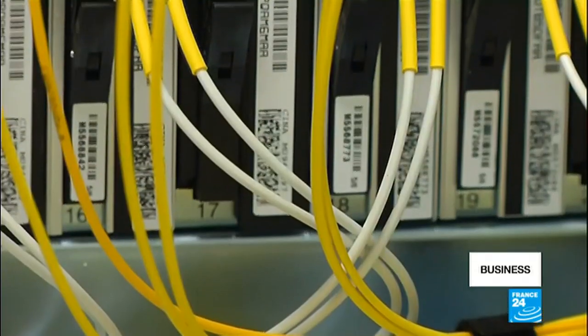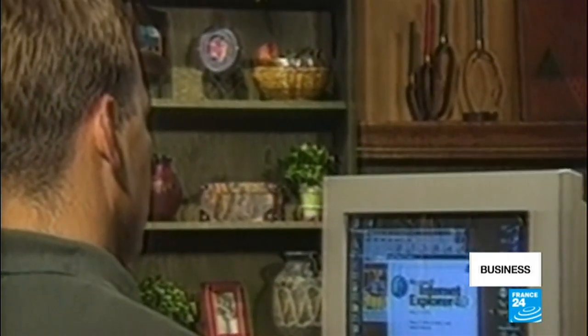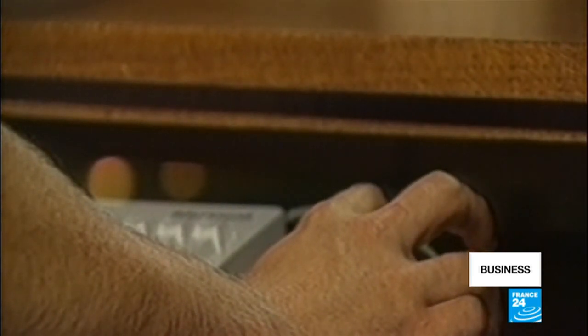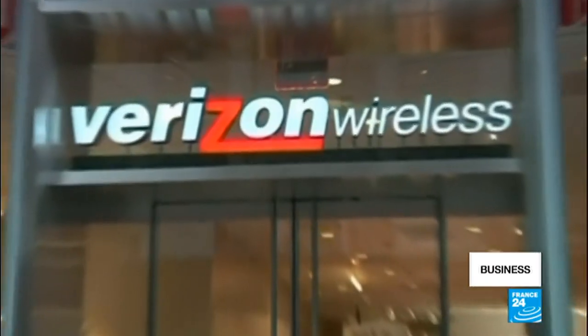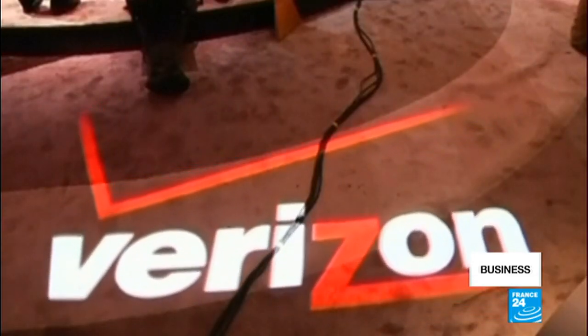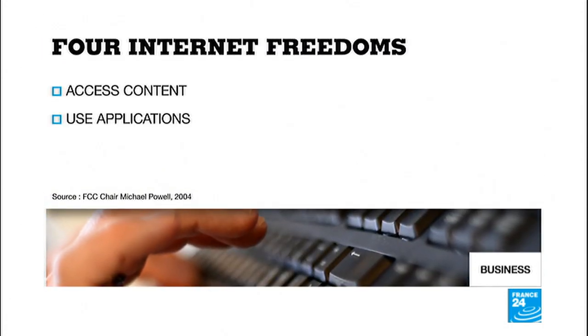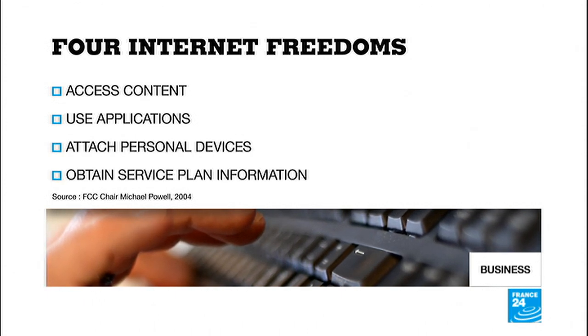A common speed limit for all travelers on the information superhighway. Net neutrality traces its roots back to the beginning of the internet itself, when data was still carried over phone lines. The idea is that internet service providers, ISPs, should not be allowed to slow down or speed up data delivery for different content. In 2004, FCC Chairman Michael Powell said internet users should have 4 main freedoms: freedom to access content, use applications, attach personal devices, and obtain service plan information.